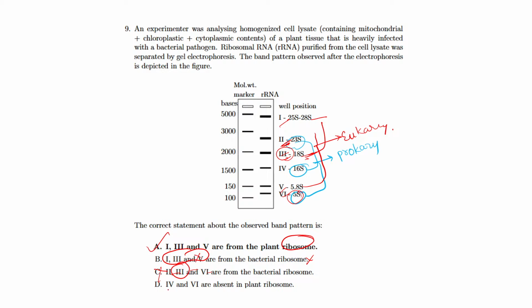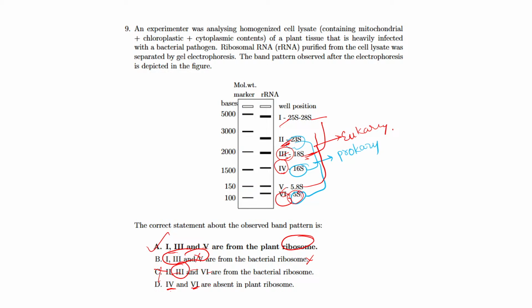In the fourth option, it says that 4 and 6 are absent in plant ribosomes. So you cannot say so. This is a tricky question. I cannot directly say that these are absent in plant ribosome. As it's a multiple option correct, it's not a multiple option correct question. So the most correct answer over here is 1, 3, and 5.